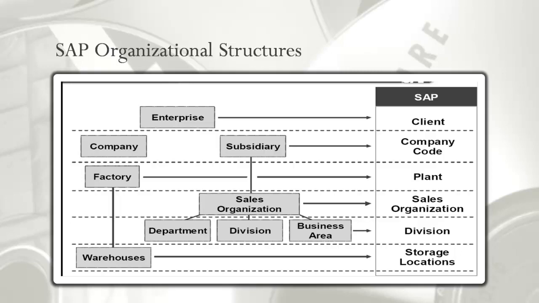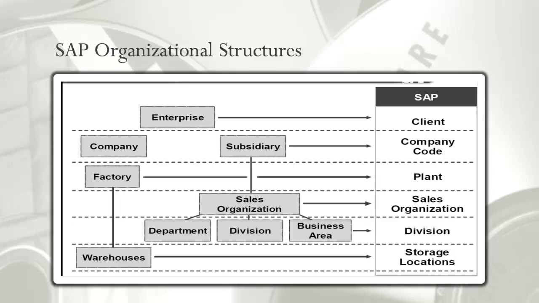Next, you have the company code organizational unit. This is where accounting functionality is mapped in SAP. A client can contain various company codes, but they are uniquely identified throughout the enterprise. The company code data field uses a 4-digit alphanumeric identifier.